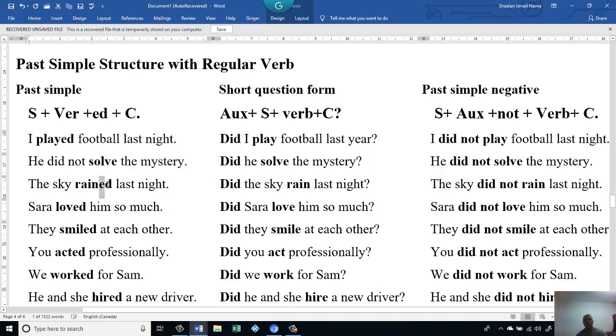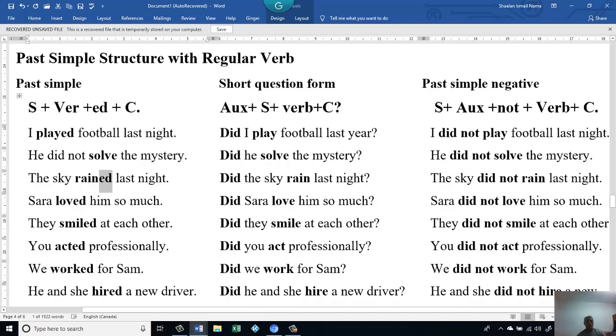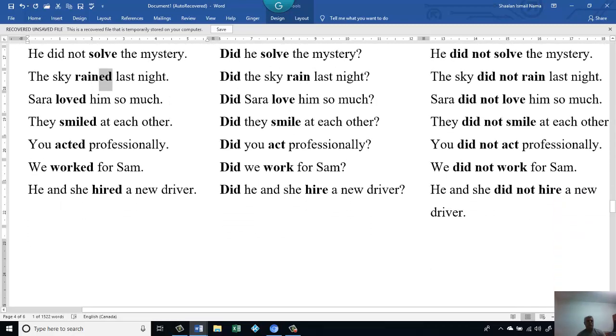Okay, here we delete ed. Then we just leave the root of the verb. We say, did the sky rain last night? Then to make it negative, the sky did not rain last night. Okay? Let's continue to take some more sentences.